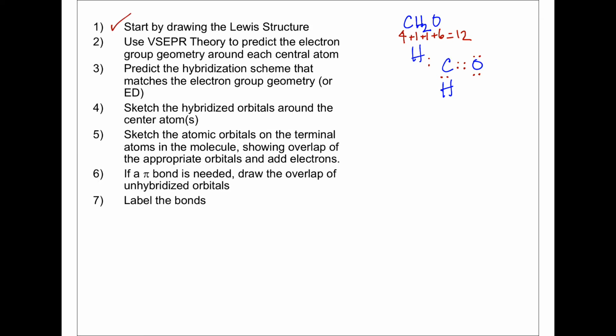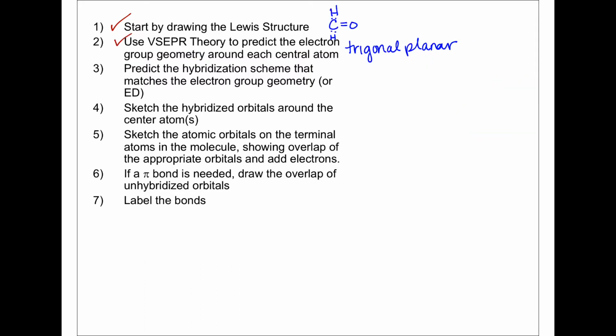The next part is use VSEPR theory to predict the electron group geometry around the central atom. I can see that there are 3 groups of electrons around my central atom. So there's 1, 2, 3 groups. All of them are bonding. And so 3 groups around the central atom would spread out in a trigonal planar way. Okay, so I've done that. We decided that it was trigonal planar.